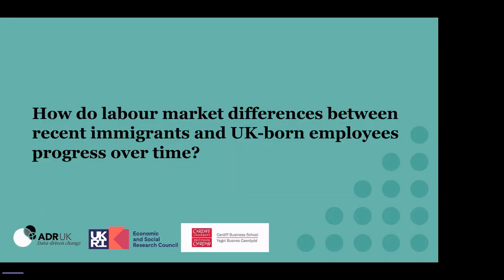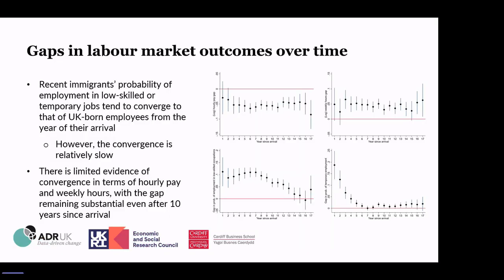The final question was related to the progression of these gaps that we identify. So do these gaps that we observe between recent immigrants and UK-born employees narrow over time? And what we observe is that there's slow convergence in all the labor market outcomes. So recent immigrants' probability of employment in low-skilled or temporary jobs tends to converge to that of UK-born employees from the year of their arrival. However, we have limited evidence of convergence in terms of hourly pay and weekly hours, with the gap remaining substantial even after 10 years since arrival.